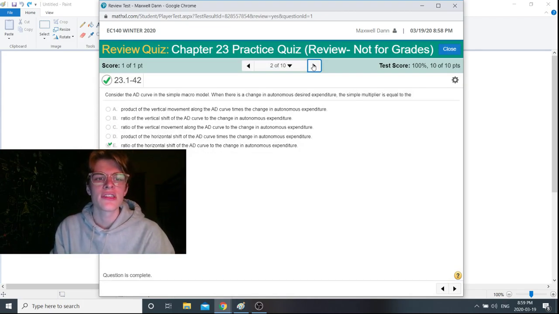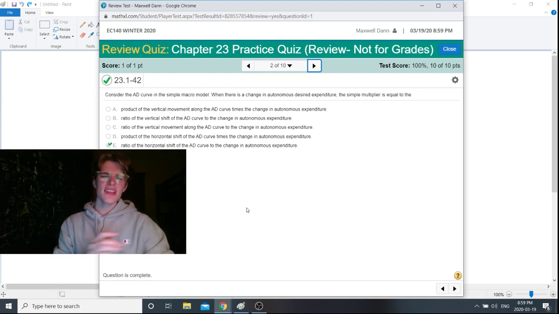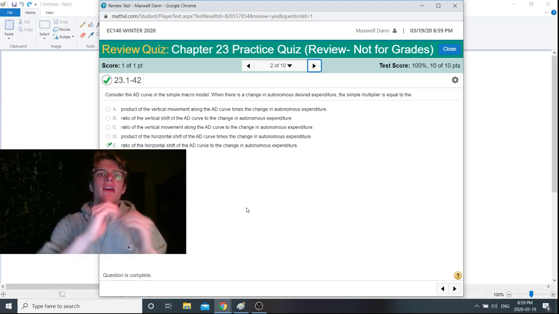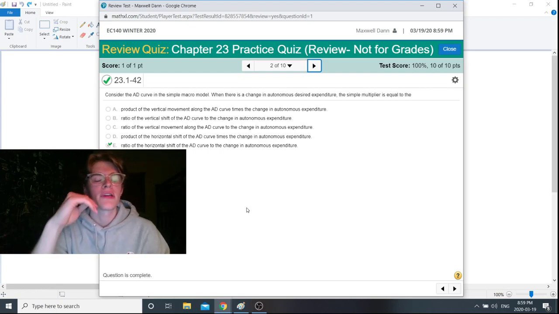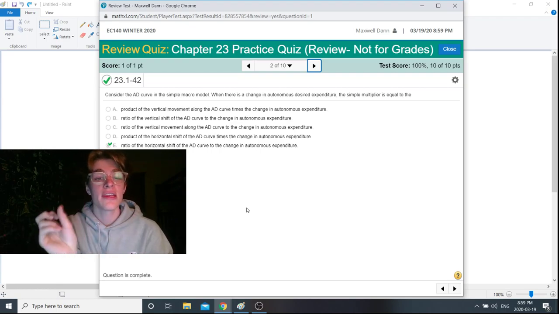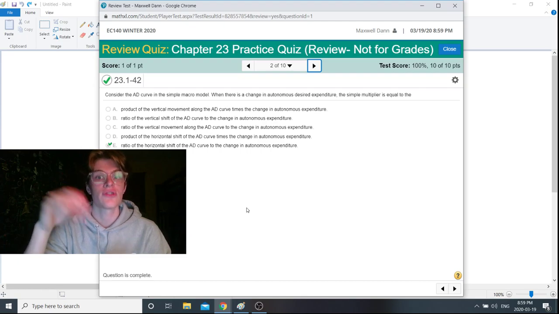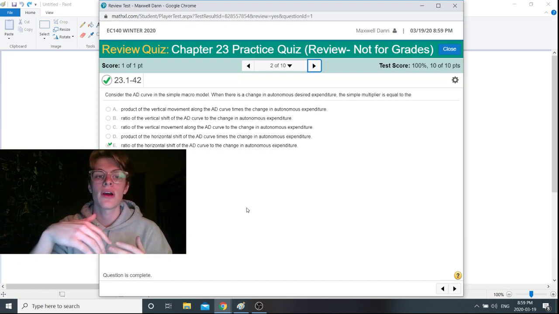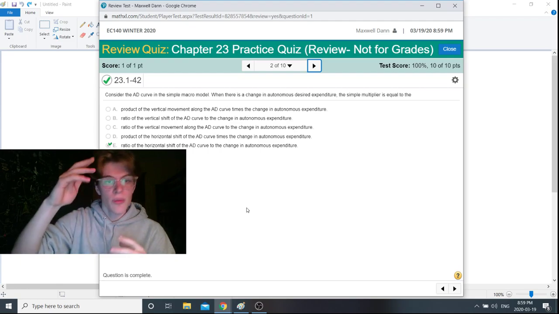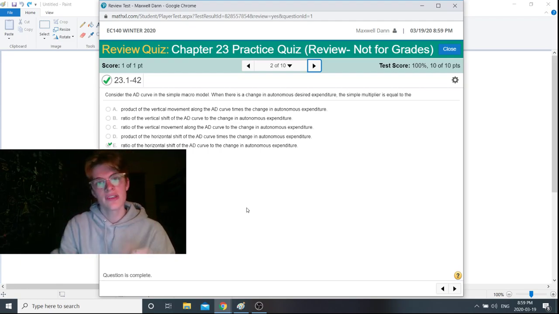Consider the AD curve in a simple macro model. When there is a change in autonomous desired expenditure, the simple multiplier is equal to the ratio of the horizontal shift of the AD curve to the change in autonomous expenditure. So it's always going to be a horizontal shift, because shifting the aggregate expenditure function up and down is going to shift the AD curve left and right. And we know that the change in aggregate expenditure is related to the multiplier. So however much it moves up in relation to the multiplier is how much it's going to move to the side.